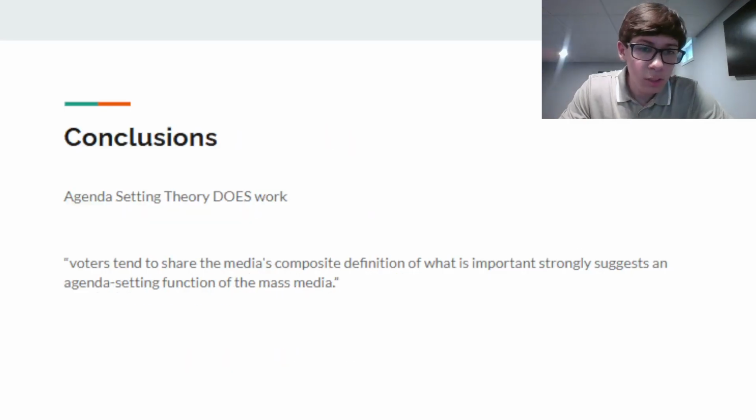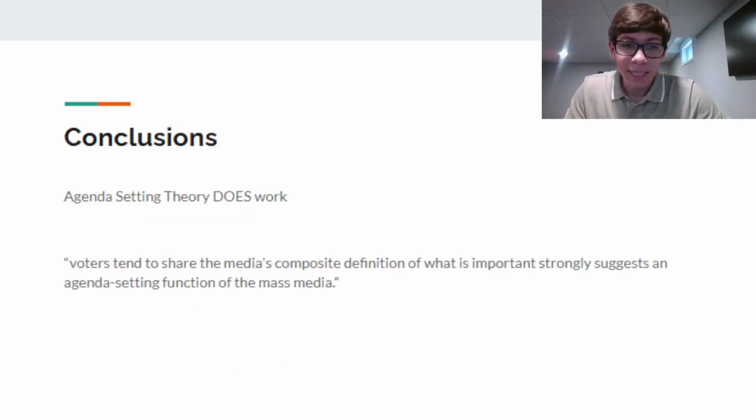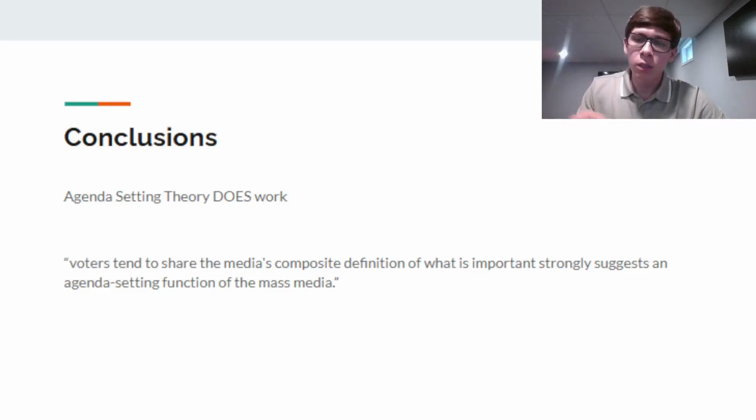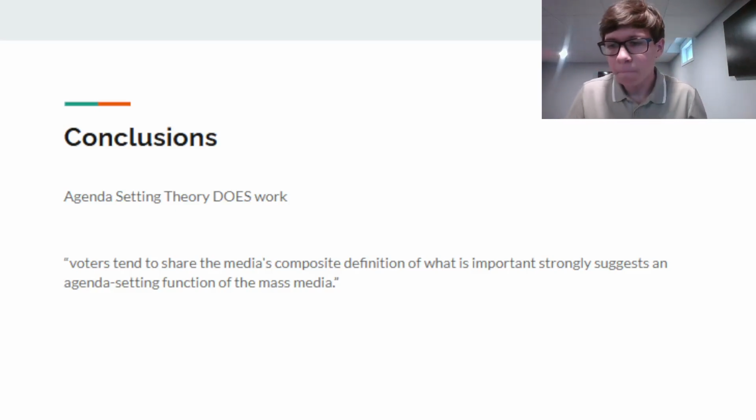And to conclude the study, they found that yes, the agenda setting theory does work. And to quote, voters tend to share the media's composite definition of what is important, and it strongly suggests an agenda setting function of mass media. Basically, what they found was that the agenda setting theory did work. Media outlets showing specific ideas for each candidate did actually change what people thought about them.